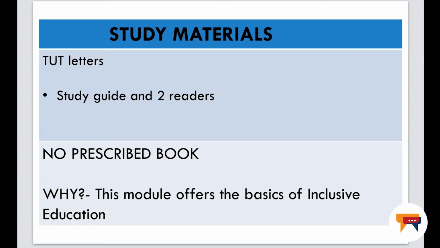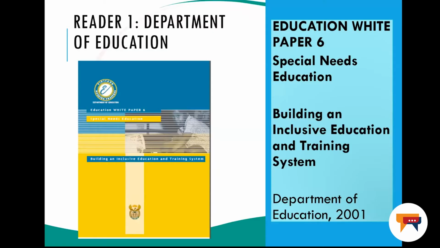under additional resources. There is no prescribed book for the module, and many of you have asked the reason why you don't have a textbook. As I stated earlier, this module addresses the basic information of inclusive education. And this basic information is found in the readers that are freely available. So you don't need to buy any textbook. That is the first reader: Education White Paper 6, Special Needs Education, Building an Inclusive Education and Training System.